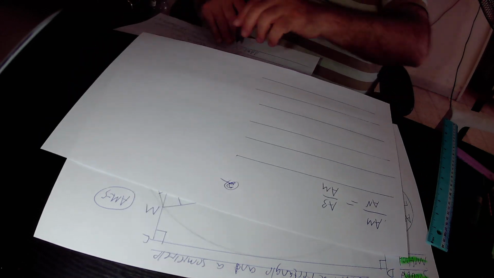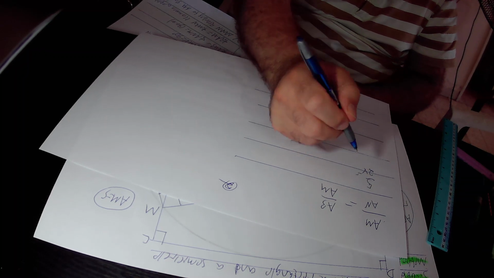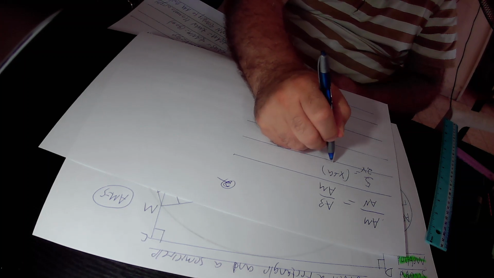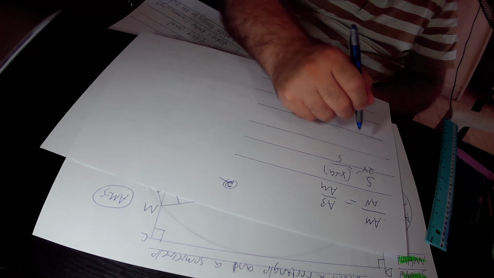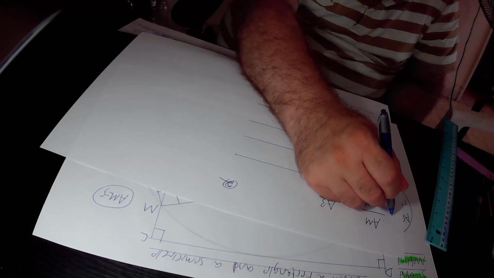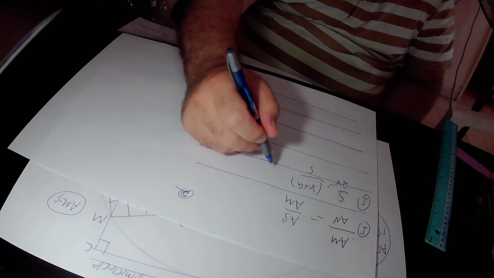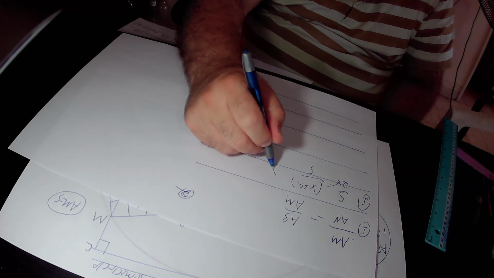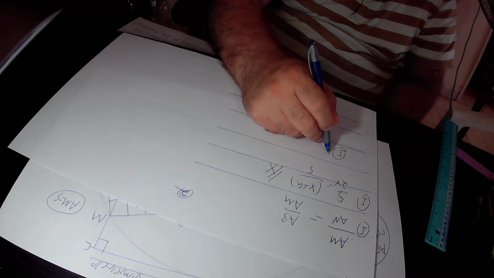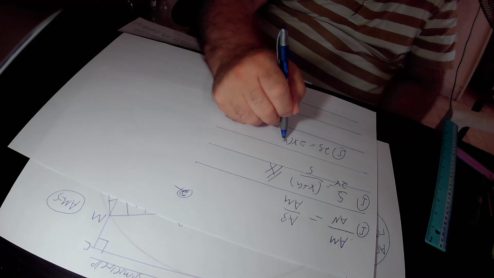AM is 5 over AN. AN is 2x, and it is equal to AB, that is x plus a, over AM, that is 5. So in total, we found out that 5 over 2x equals x plus a over 5. Here we cross multiply this equation, equation 1. And you get that according to equation 1, 5 times 5 is 25, and it is equal to 2x times x plus a.